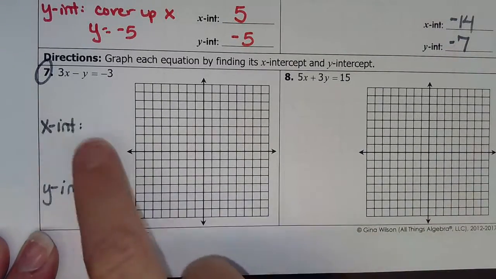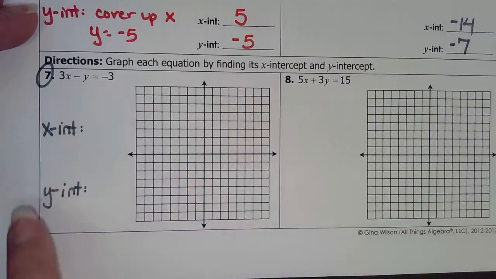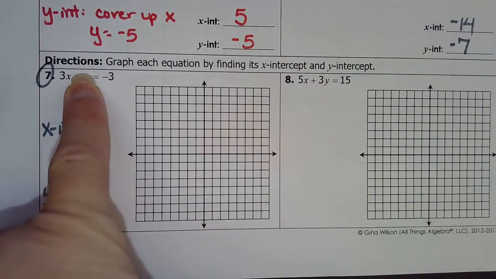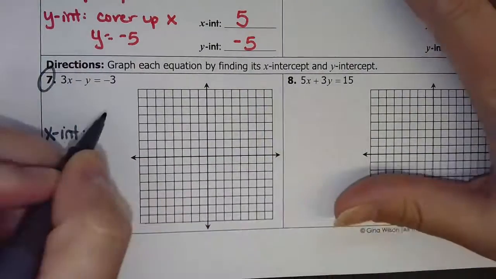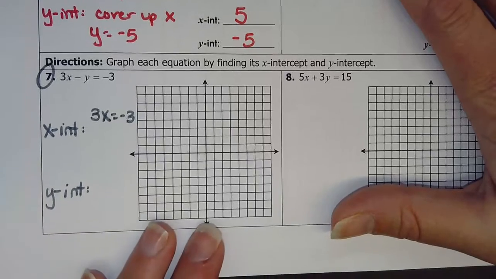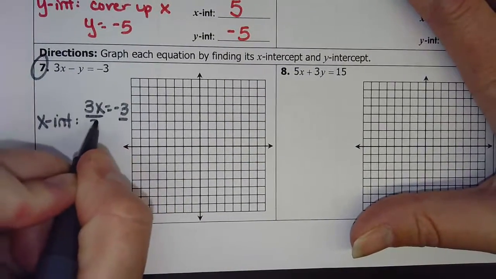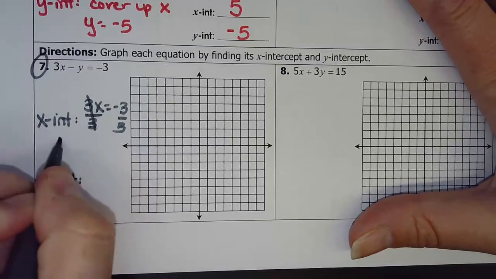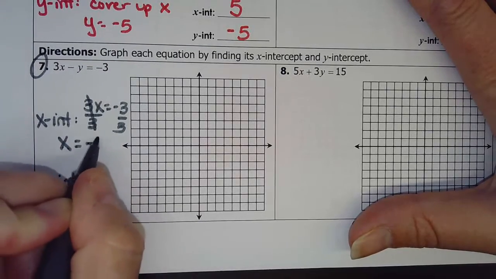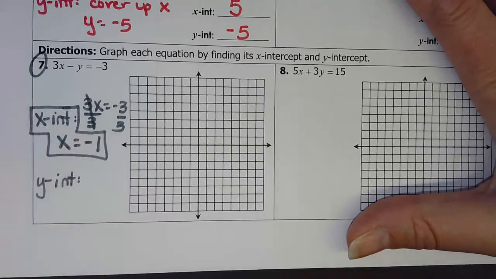For number 7, to find the x-intercept, I use my pinky. I cover up y, and we have 3x equals negative 3. So what would I need to do to solve for x? Divide by 3. And I would get x equals negative 1. So the x-intercept is negative 1.